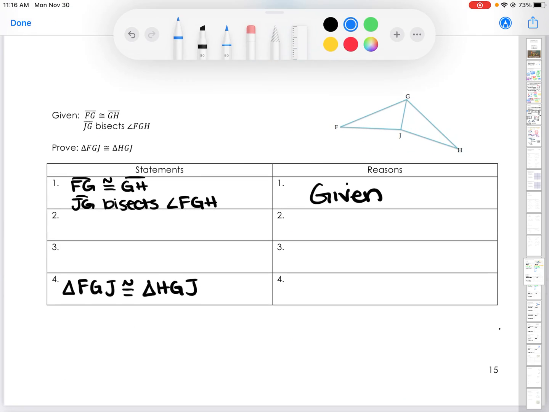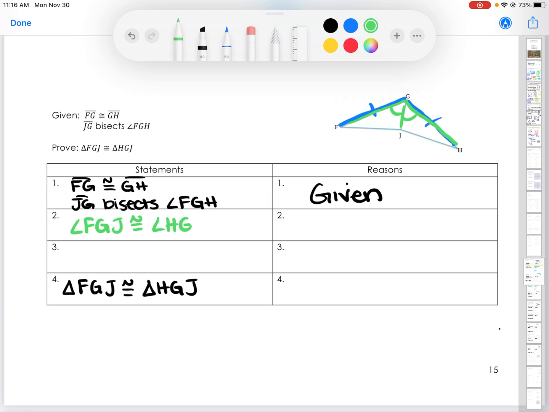All right. In the next one, we're told that FG and GH are congruent. We're told that JG bisects angle FGH. FGH is this angle. This is my bisector. Bisectors cut things in half, so that's going to make these two angles congruent. So we can say that angle FGJ is congruent to angle HGJ, and that is by the definition of angle bisector.